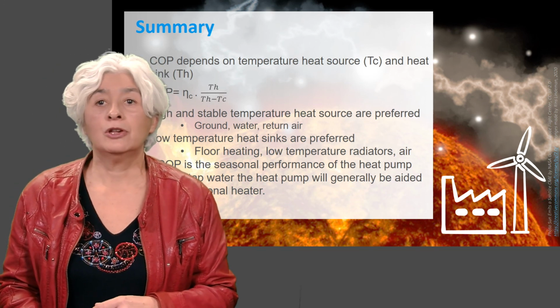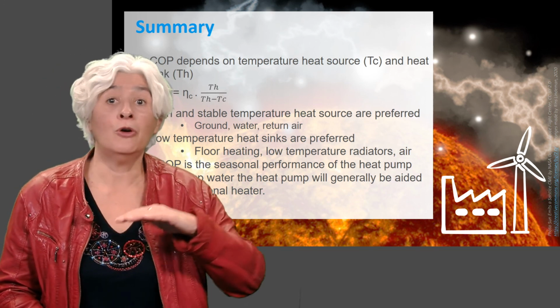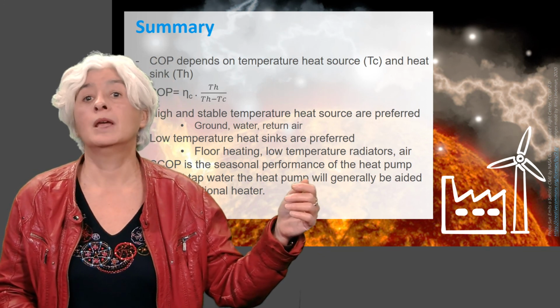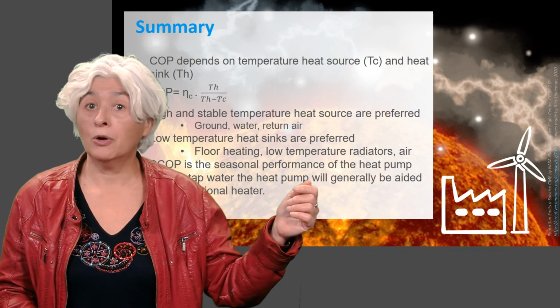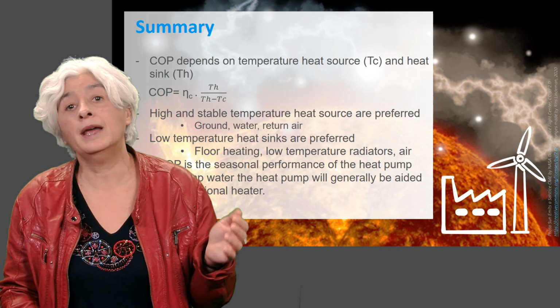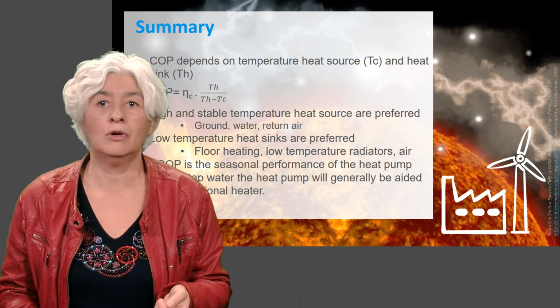When making estimations of primary energy use over a year, it is recommended to work with the seasonal COP. And finally, heat pump boilers for hot tap water will have a lower efficiency and will be aided by an additional electrical or gas heater.